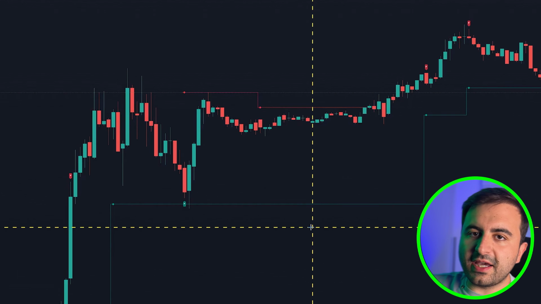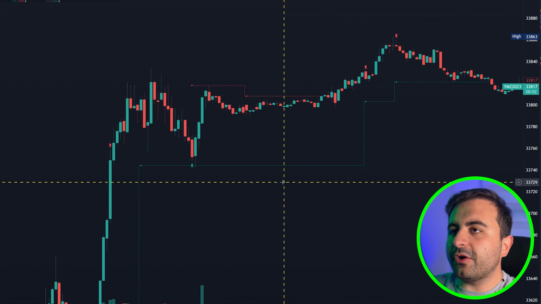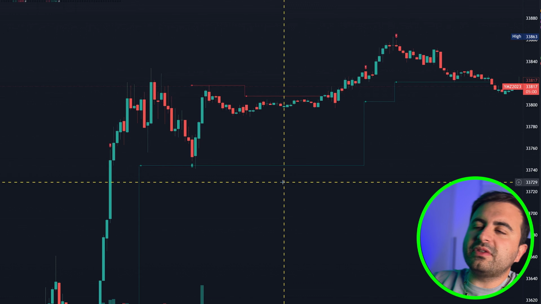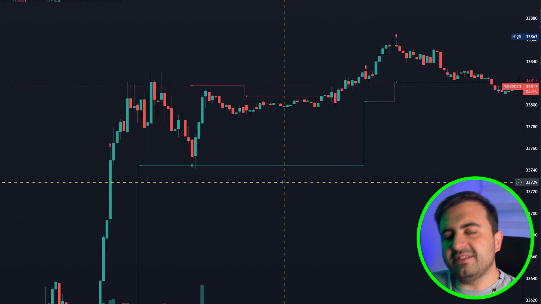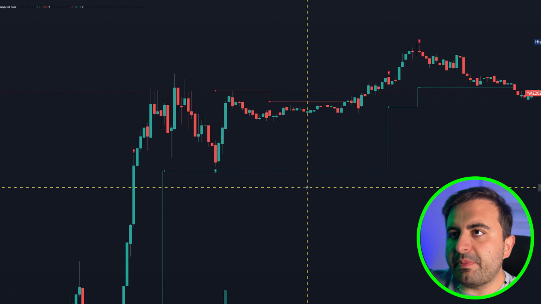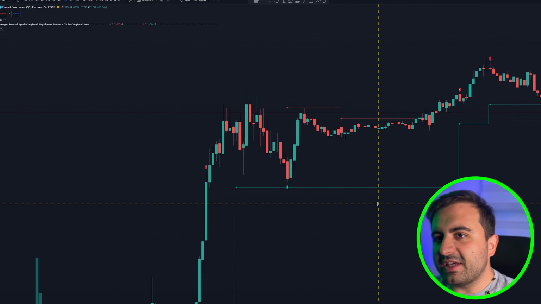That's the only indicator that we will use today in our strategy, because this strategy is all about reversal points, which means support and resistance lines. We will aim for the best entry and best exit. Let's see if we can do this.